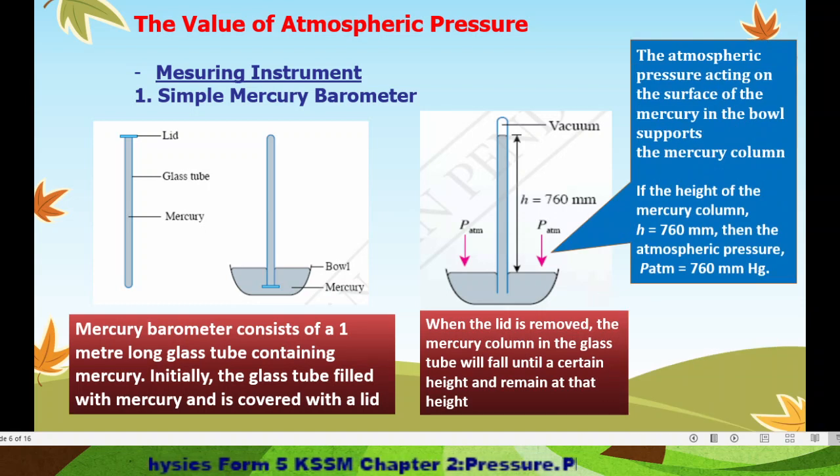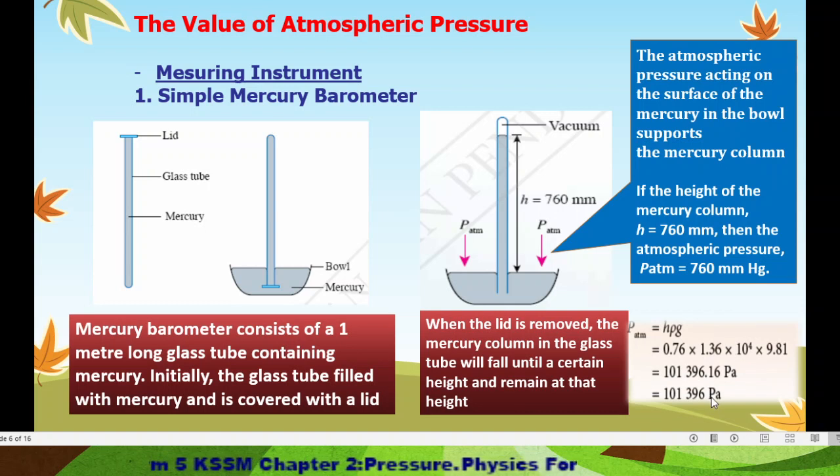The atmospheric pressure acting on the surface of mercury in the bowl supports the mercury column. If the height of the mercury column h equals 760 millimeter, thus we can say that atmospheric pressure equals 760 millimeter mercury. So we can use this unit to represent atmospheric pressure.